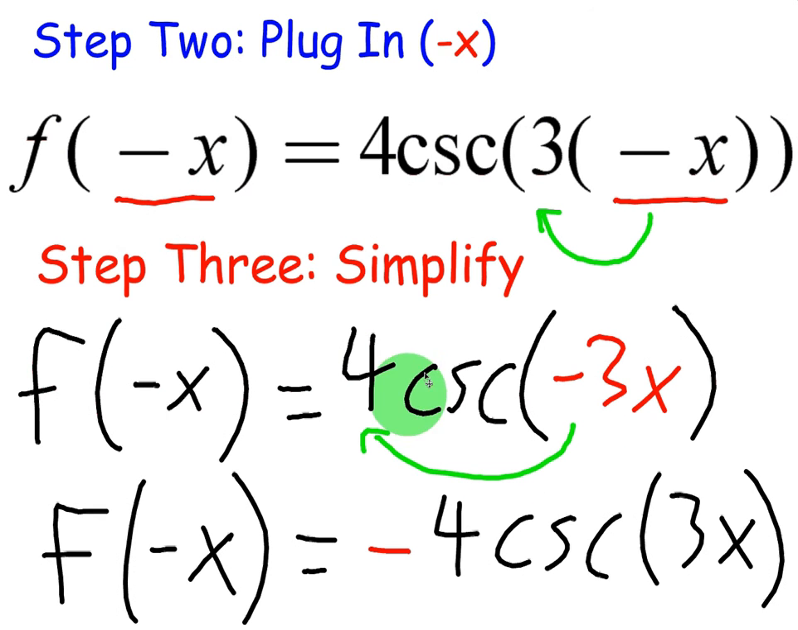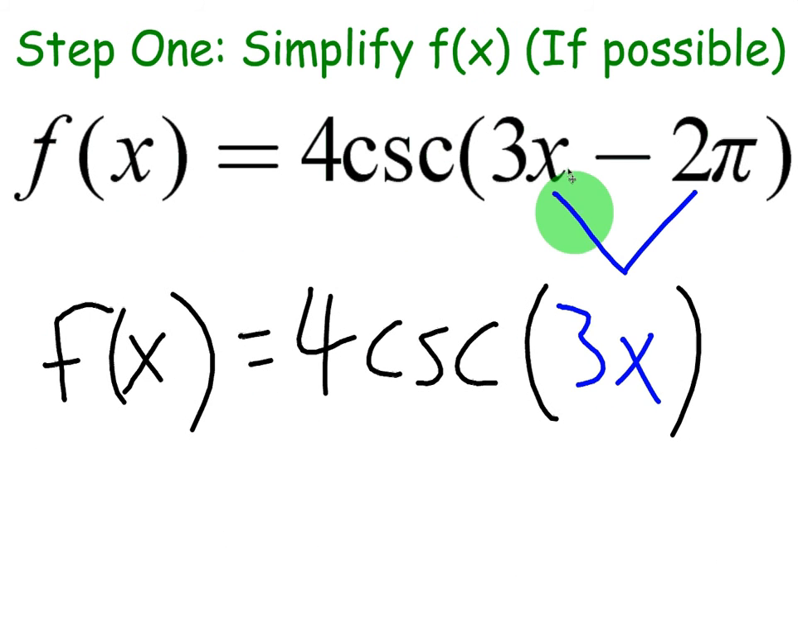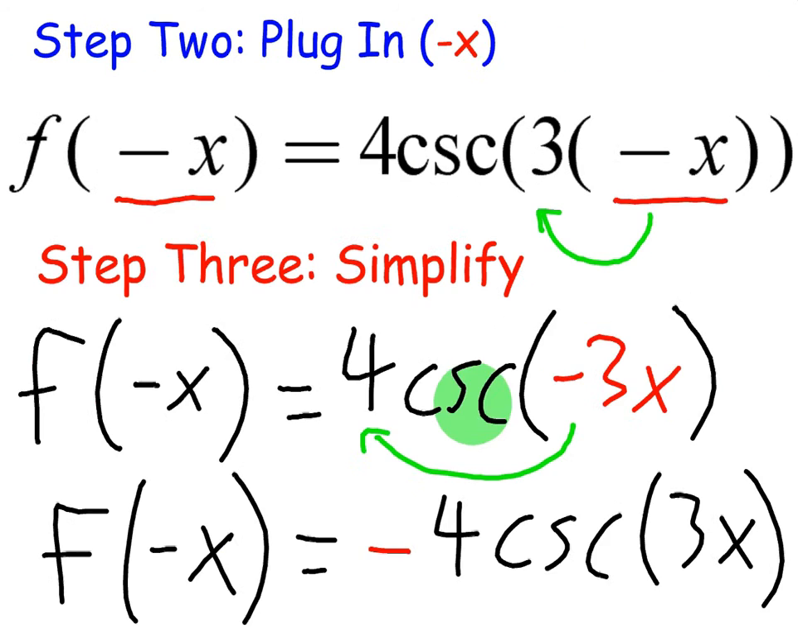And instead of putting the negative right here, we can just pull it all the way out in front of the 4. That's because of basically the commutative property. It doesn't matter which order you put the negative. We could put the negative over here and multiply by negative 1, but we're going to pull it all the way out in front of the entire function. So now we have f of negative x equals negative 4 cosecant of 3x because cosecant is odd. That also illustrates why step 1 is important. Get rid of that 2 pi because it simplifies the whole thing.